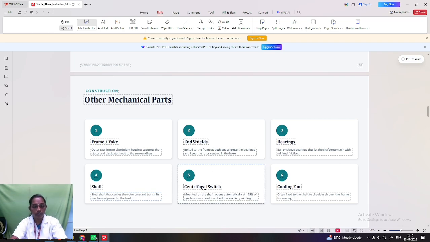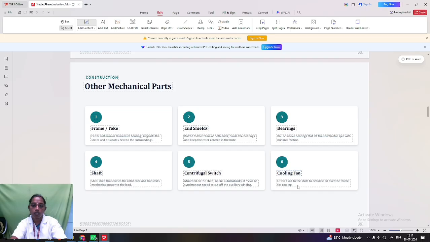Next one is the centrifugal switch, which is mounted on the shaft and opens automatically when the motor reaches 75% of synchronous speed to cut off the auxiliary winding. For this purpose only we have preferred the centrifugal switch. Last one is the cooling fan, which is used to circulate the air over the frame for cooling. So these are the major mechanical parts of the single phase induction motor.